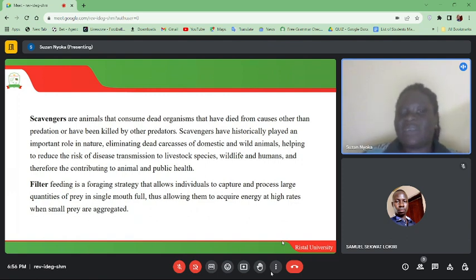Filter feeding is a foraging strategy that allows individuals to capture and process large quantities of prey in a single mouthful, thus allowing them to acquire energy at high rates when small prey are aggregated.